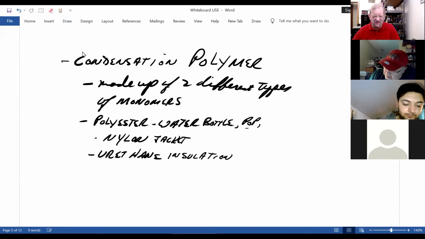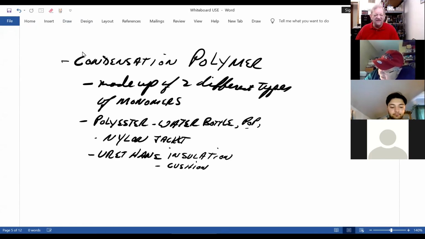I think I'm spelling insulation right. And also not only insulation, but cushions. If you like sitting in a car or on furniture and it's not rock hard, like a piece of metal or a piece of wood, you're sitting on a urethane cushion, like a pillow, and that's made by polymerization, and it's a condensation polymer.